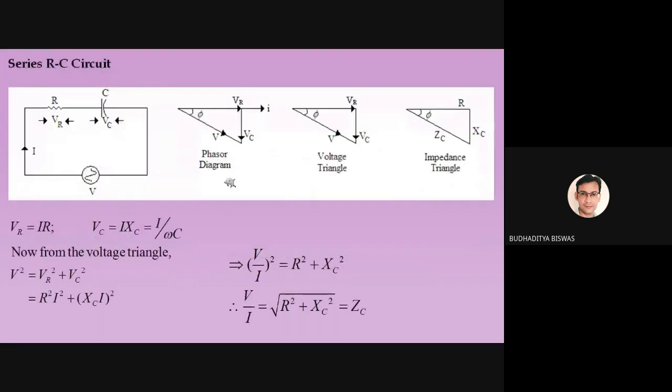Now I just want to complete this one. This is the series RC circuit. What happens in case of a series RC circuit? Same as the previous one, VR is the voltage across the resistance, VC is the voltage across the capacitance, and this is the phasor diagram.